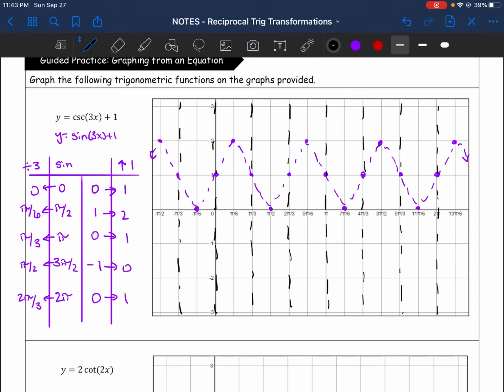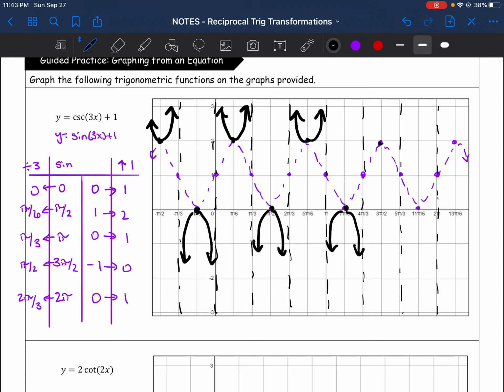And let's go ahead and start turning the graph inside out. So here's a maximum for the sine function. Here's a minimum. Here's a maximum. Minimum. Maximum. Minimum. And so on. Okay, and that's going to be our graph of y equals cosecant 3x plus 1.